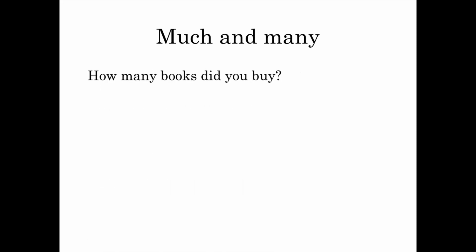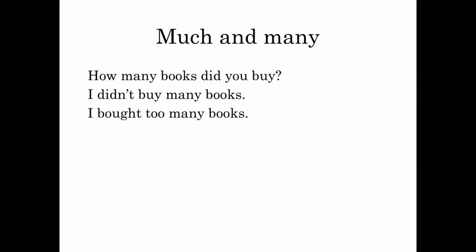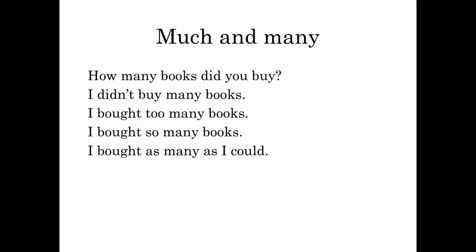The same pattern applies for countable items. How many books did you buy? There's a question using how many. This is countable. I didn't buy many books. There's a negative, not many. I bought too many books, using the word too. I bought so many books. I bought as many as I could. Positive sentence using as. Now, apart from these examples, I bought a lot of books.